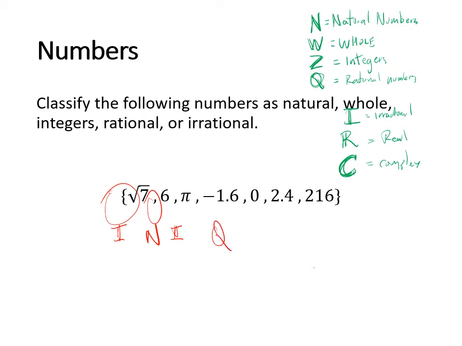0 is not part of the natural numbers, but it is part of the whole numbers. 2.4, again, similar to negative 1.6, is going to be rational. And then 216, the most concise way to represent that would be as part of the natural number system. So this is just a way that we can quickly know what kind of number is what.